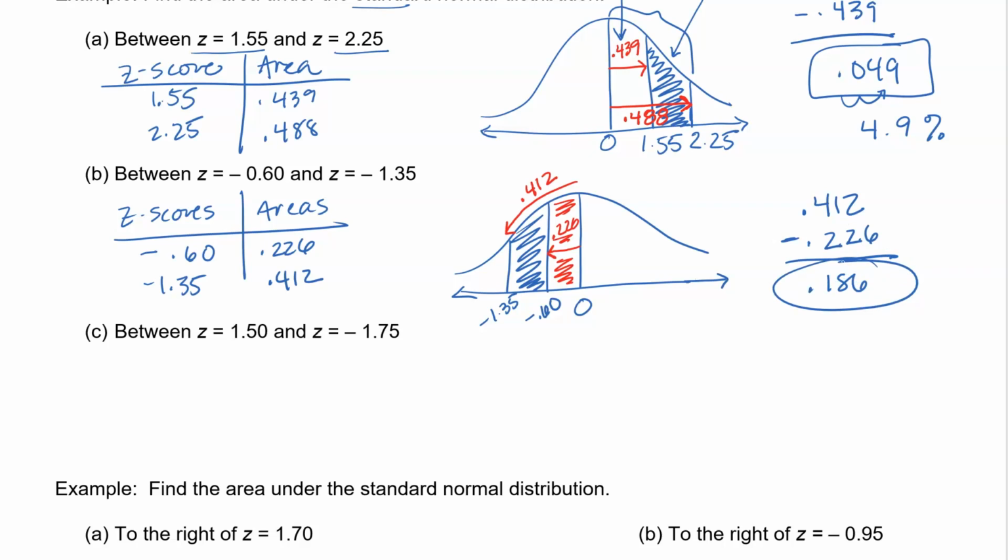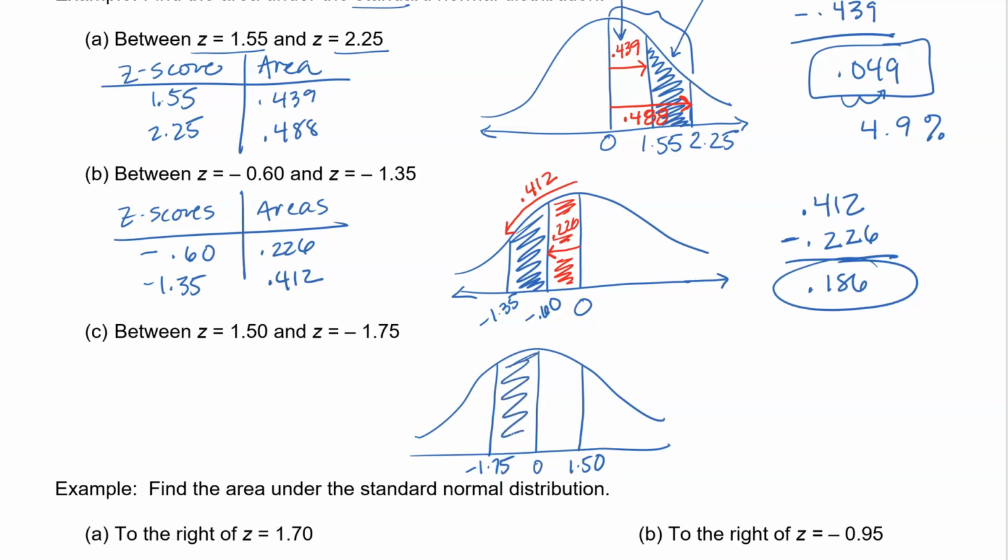Okay, and then let's do part C. Again, I'm going to draw the curve. I put the 0 in the middle. 1.50 is going to go to the right because it's positive. Negative 1.75 goes to the left because it's negative. And I want the area between these two values.